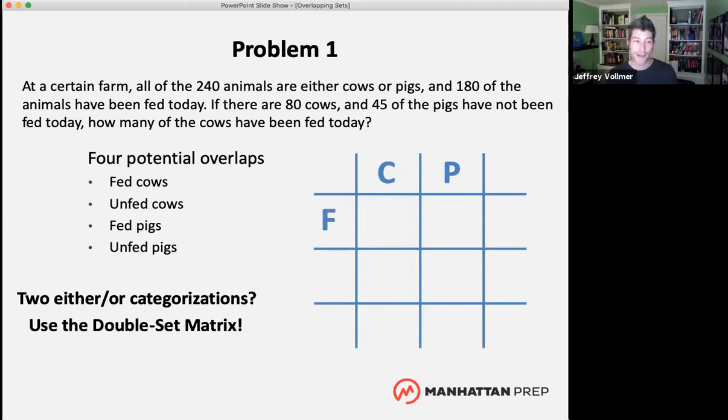So I'm going to call this fed and unfed. You can label it however you want. I often like to label it with an F with a slash through it. So it's like not fed.